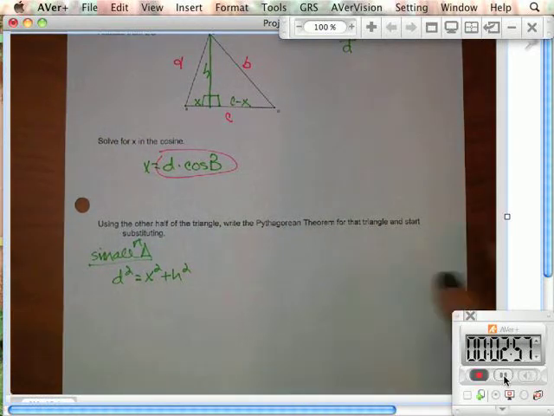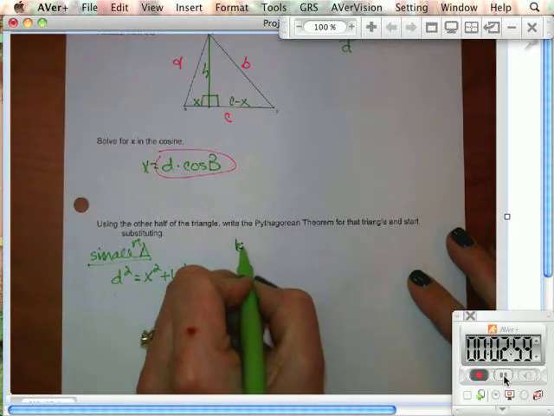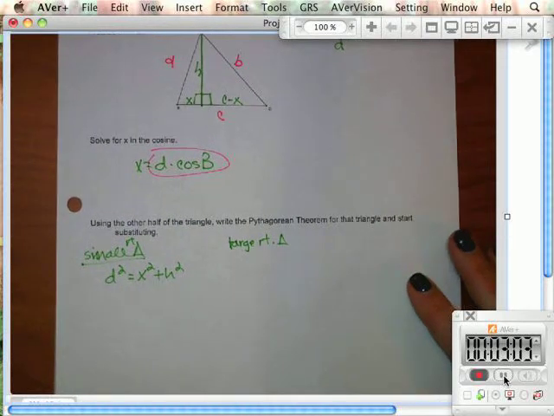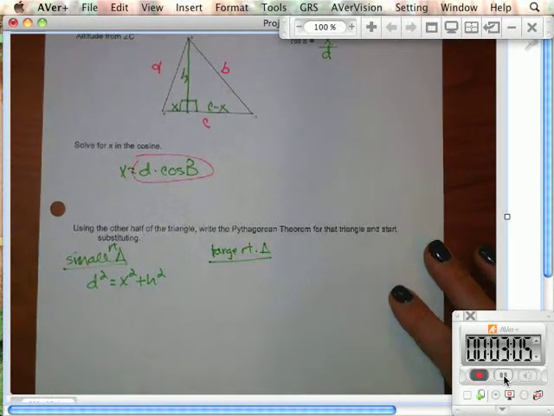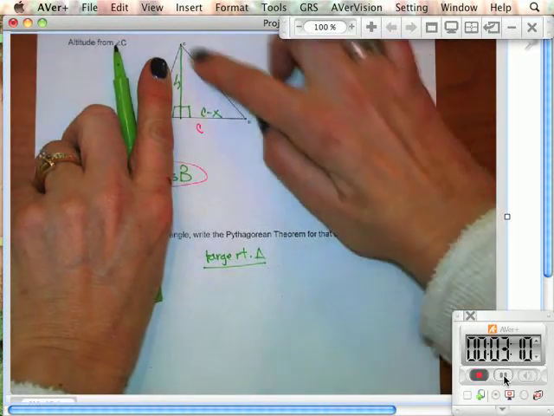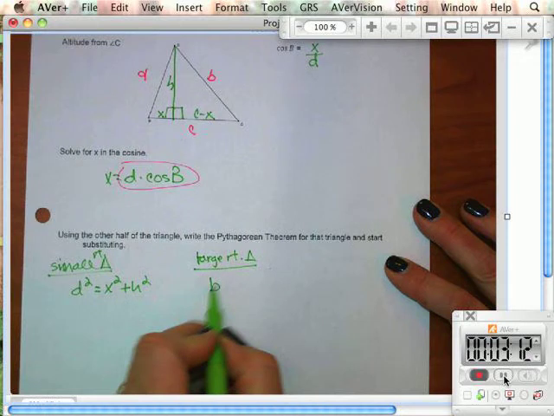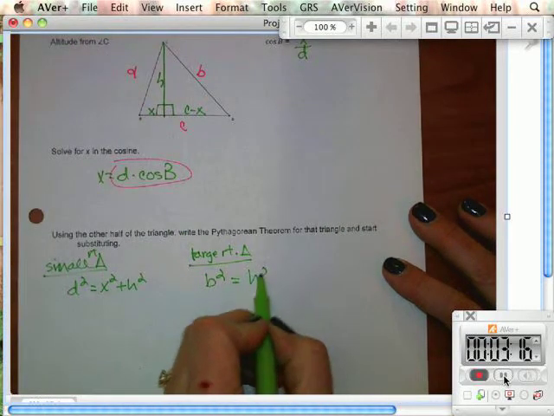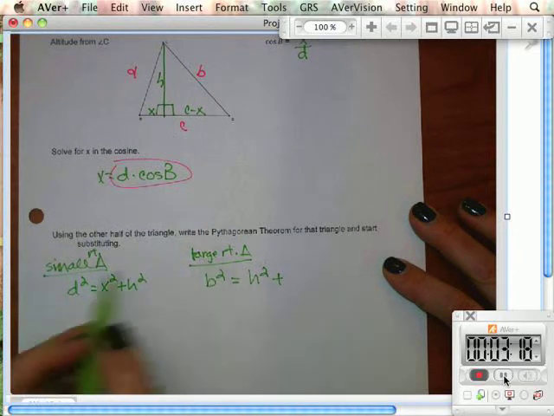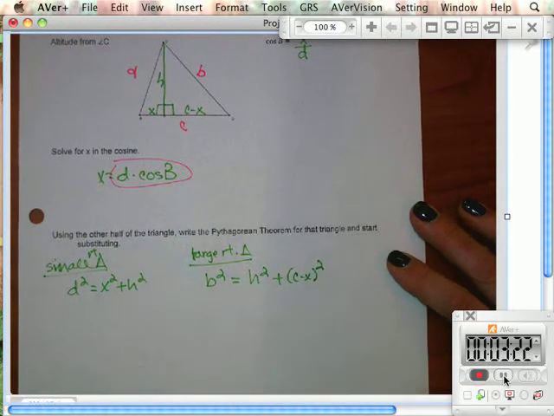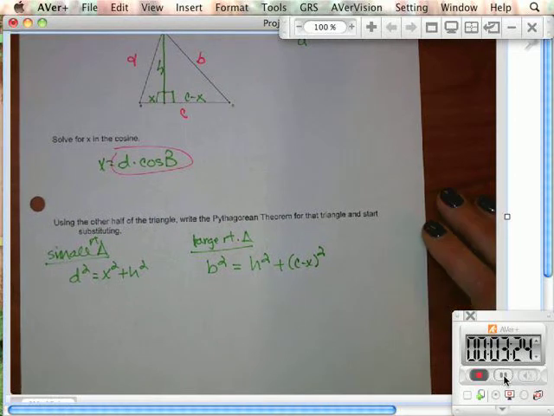Then we're going to do it for the large right triangle, same thing. We're going to express this larger right triangle using the Pythagorean theorem. So it's the hypotenuse squared equals the height squared plus C minus X squared. See it?